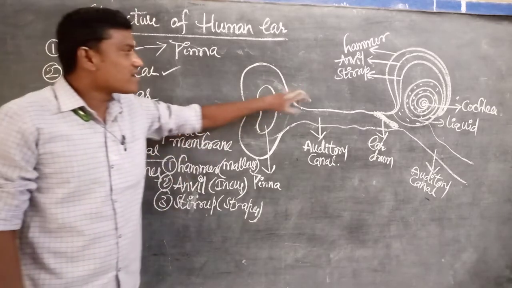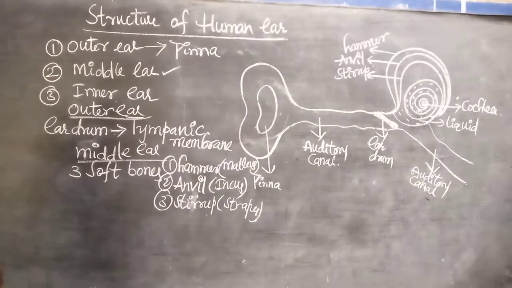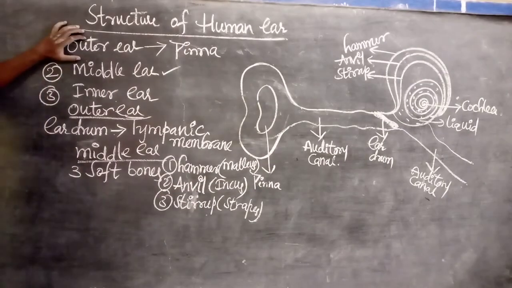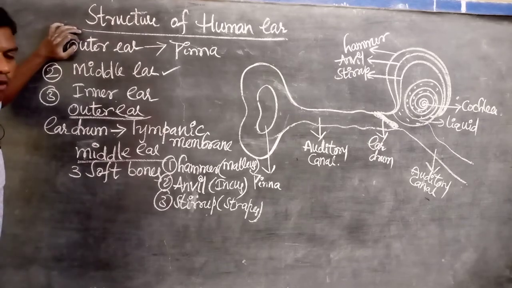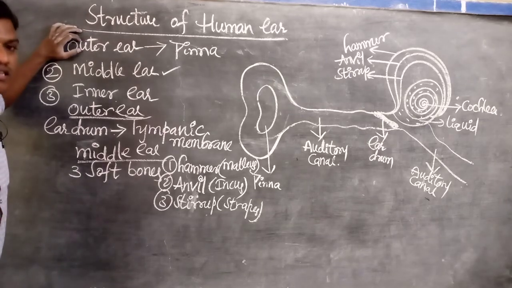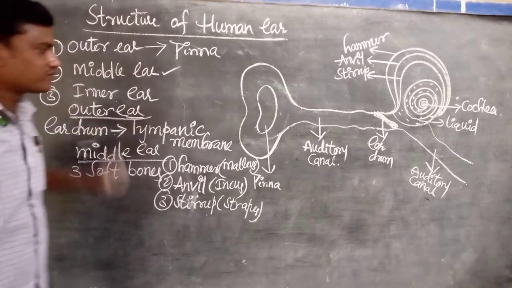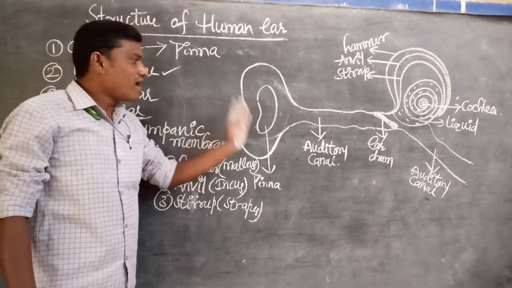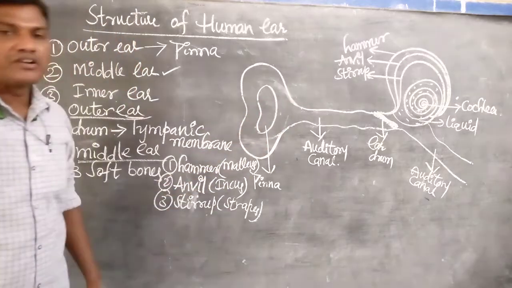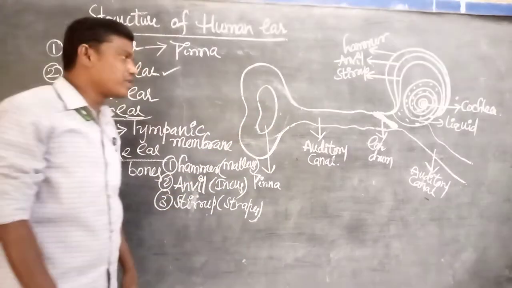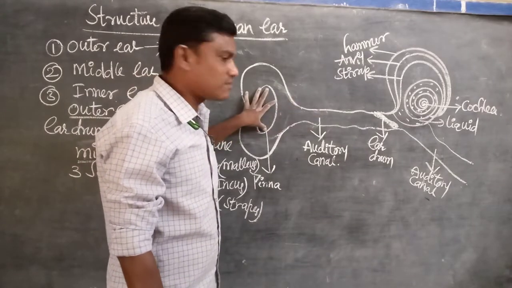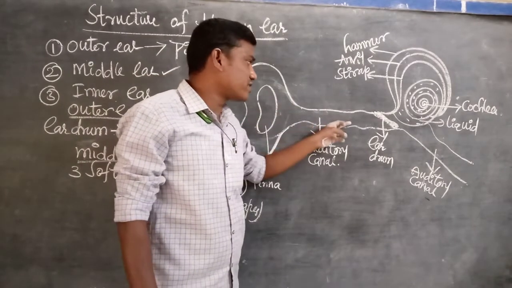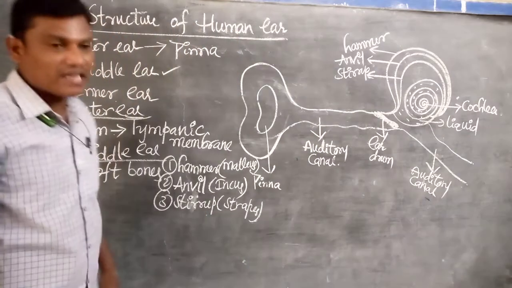This is a rough structural diagram of the human ear. The outer ear is called the pinna. What is the use of the pinna? The pinna collects the sound signals from the surrounding area. The collected sound signals are sent into the auditory or sound canal. The sound canal is narrower than the pinna, and the sound passes through fast and reaches the eardrum.